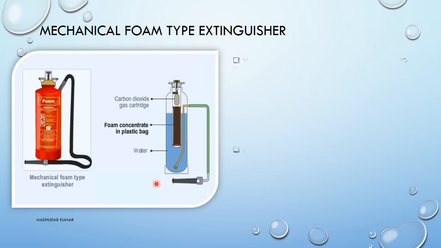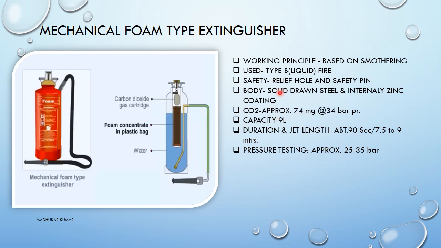Okay, now we will see some of the working principle. This extinguishes the fire based on the smothering principle, used for type B liquid fire. And here the safety features, the relief hole and safety pins, are given. Body is again solid drawn steel and internally zinc coated. CO2 content approximately 74 milligram at 34 bar pressure.